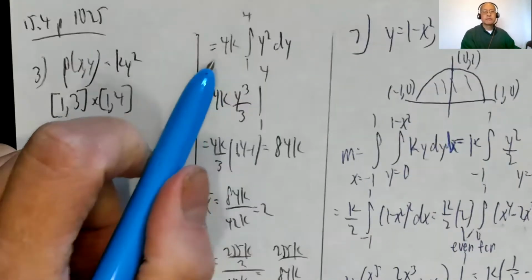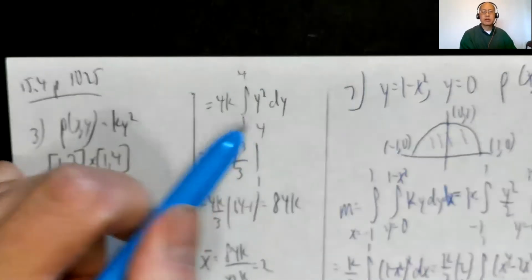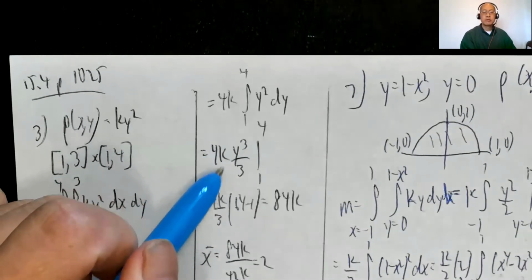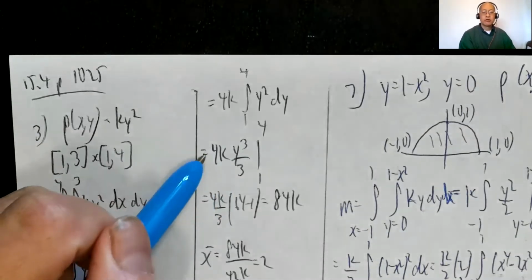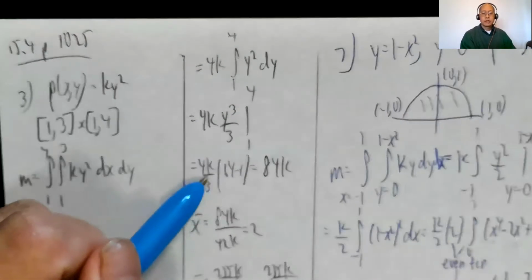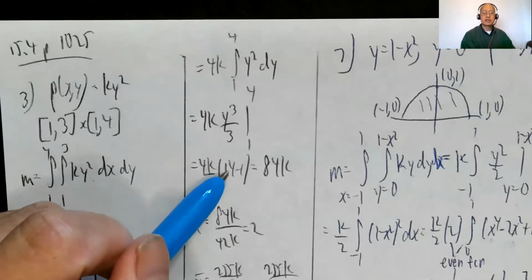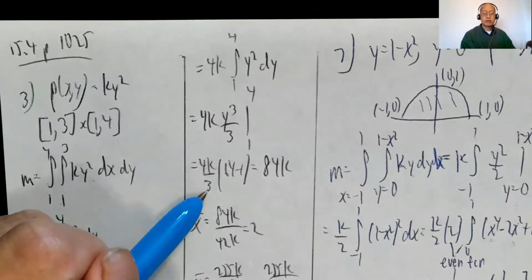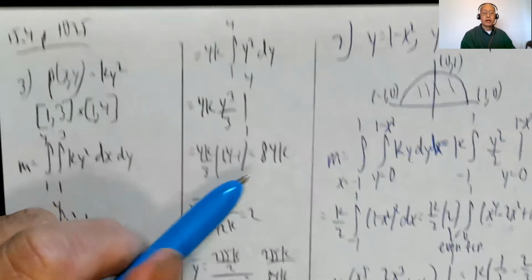So 4k integral y squared dy. So 4k y cubed over 3 from 1 to 4. 4k over 3, plug in 4, you get 64. Plug in 1, you get 1. So 4k over 3 times 63. 63 divided by 3 is 21 times 4, 84k.